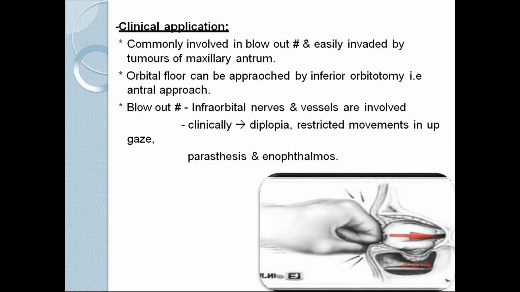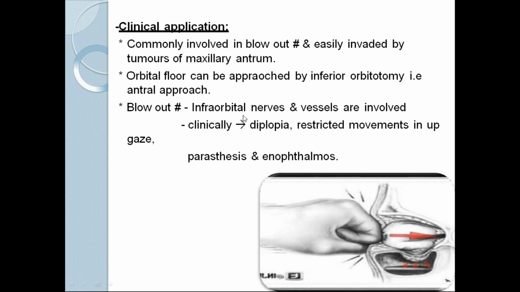What are the clinical applications? It is commonly involved in blowout fractures. You can see this is a blowout fracture, that is a fracture caused by a ball or a fist. When there is a blowout fracture like this, because of the counter-coup mechanism, the pressure will go like this and reflect back. While reflecting back, it will cause damage to the inferior wall. So inferior wall fractures are more common with blowout injuries. The orbital floor can be approached by the inferior orbitotomy procedure.